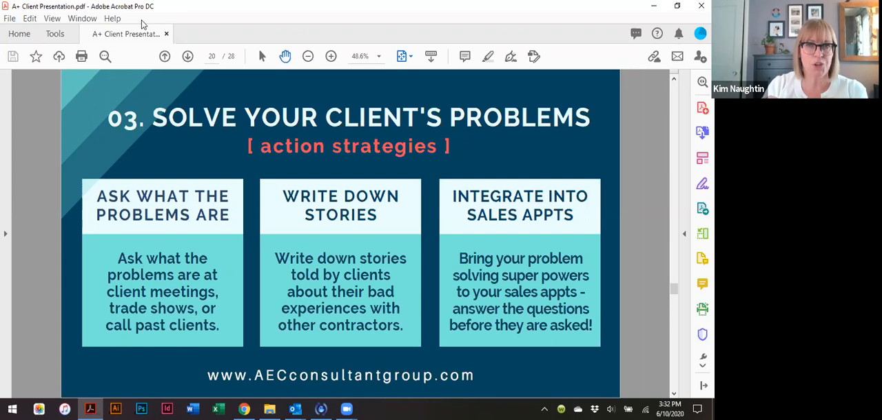And then obviously you want to integrate this information, these problems they have, the stories, into your sales appointments. So you want to bring your problem solving superpowers to these appointments and answer these questions before they even come up, right? Oh, just so you know, we have these 4 things that we do on every single project. You're not going to find a nail in your yard because we do this. You're not going to have a problem with storage of materials because we get every project done in 2 days. You're not going to have this, you're not going to have that, right? So you're bringing these problems to the table before they even are like, man, this is a real problem for me. And they're like, wow, these people get me and they want to work with me.